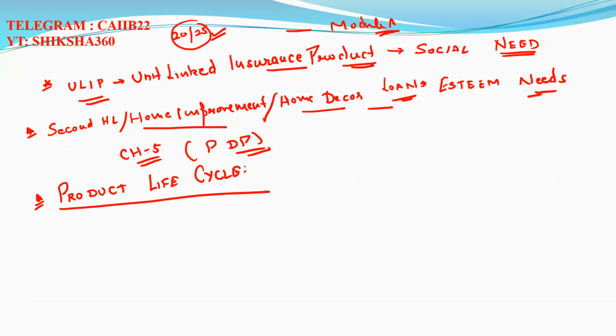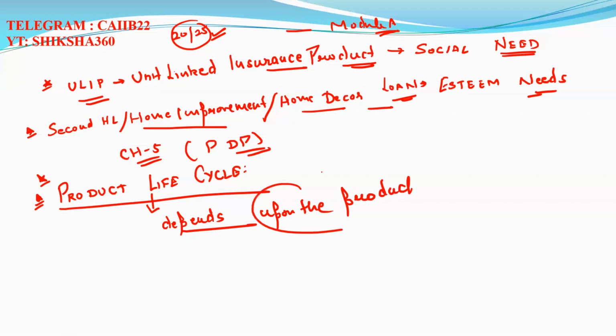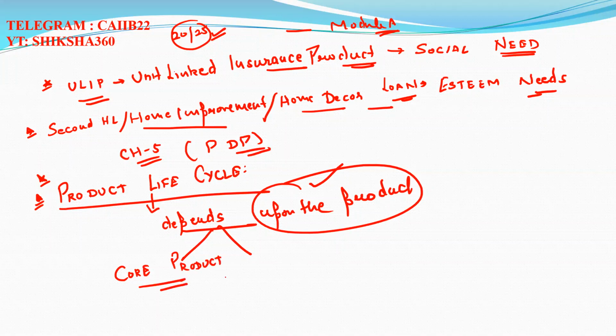Further, in the banking scenario, product life cycle depends upon the product. Which product? It may be a core product. This line has already been asked in the examination, which is why I am mentioning it here: core product. Second one is augmented product.